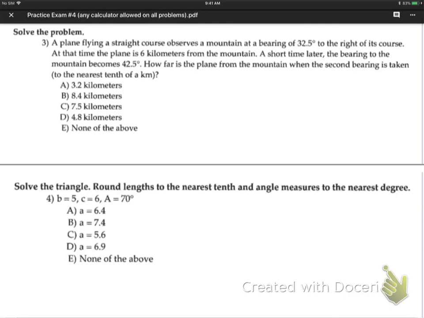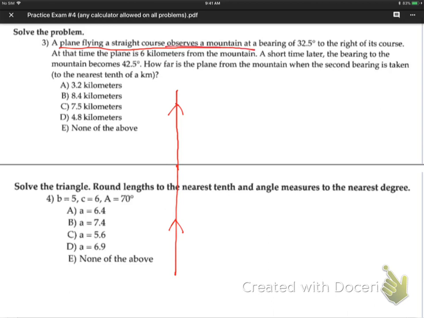So the plane, I'm going to have it going up. You can have it going right, it doesn't really matter. Let's say the plane's flying north. I'll redo it, going to the right. So it's going north, and the plane is flying a straight course. So it's going in a straight line. It's not zigzagging or anything, right? The plane's going in a straight line, and he observes a mountain.